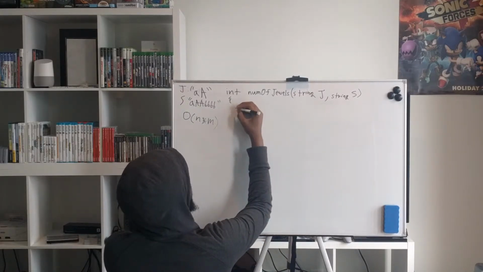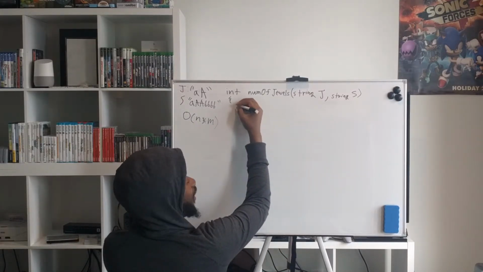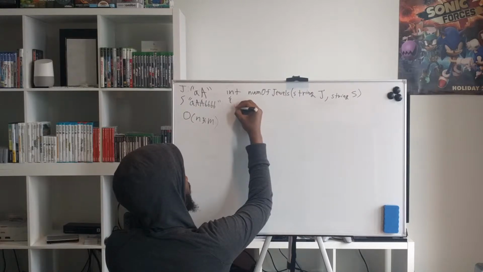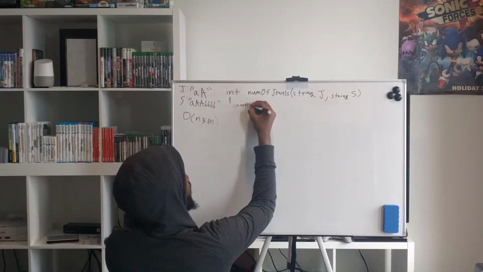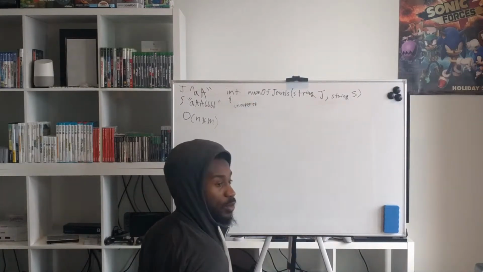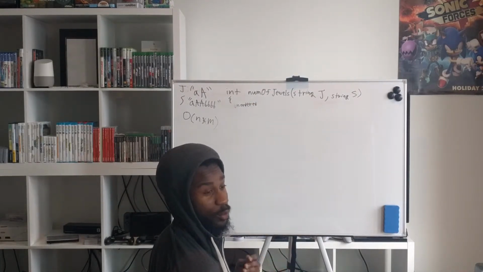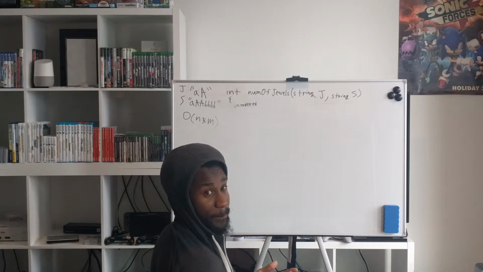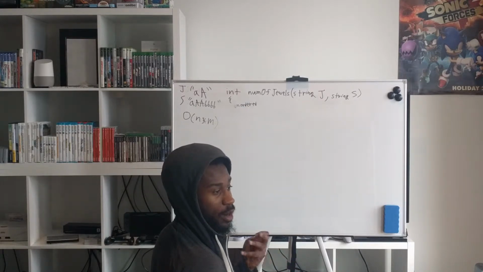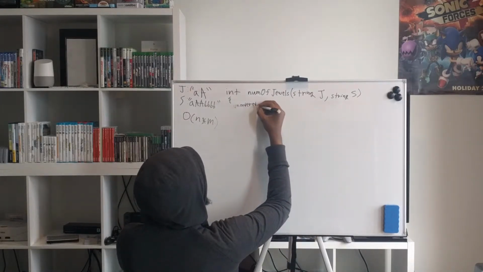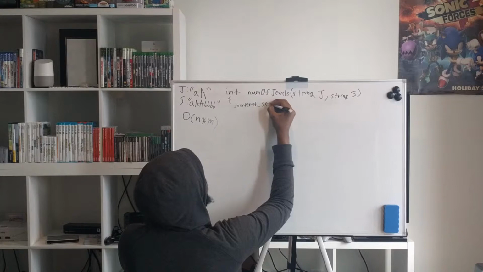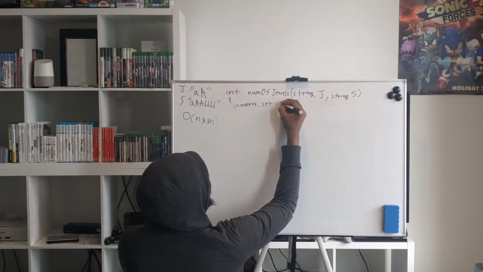What we're going to do is create a set. And like I said, I'm using C++, so we're going to use an unordered set. The reason we use an unordered set is because this will use a hash table as its backing data structure rather than a tree, which means that our lookups and our common operations are going to be constant time rather than logarithmic time. So you have unordered set, and we're just going to call it jewels.